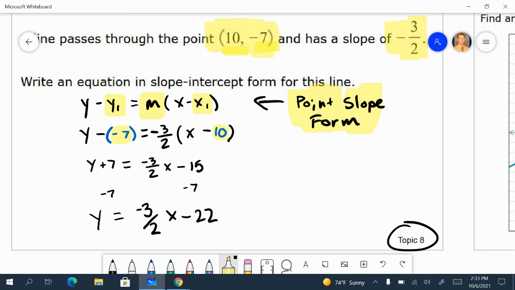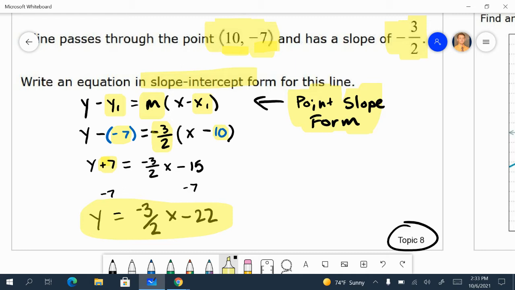And then we start to solve. We're going to make this a +7 because we had two negatives. And then I distribute that -3/2 to get -3/2 x minus 15. Subtract 7 from both sides. And this is our final equation in slope-intercept form. It did want that in slope-intercept form. That's why we ended up changing it.